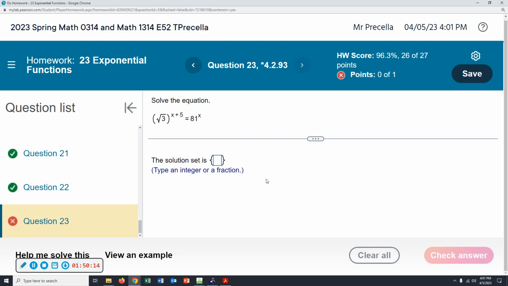Number 23. We have a square root of 3 raised to the x plus 5 power is equal to 81 to the x power.